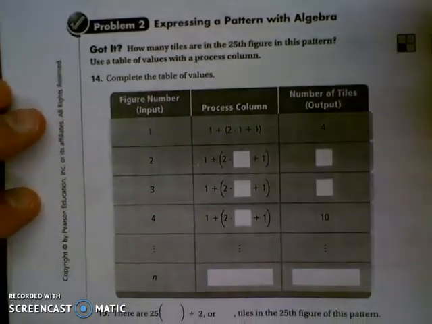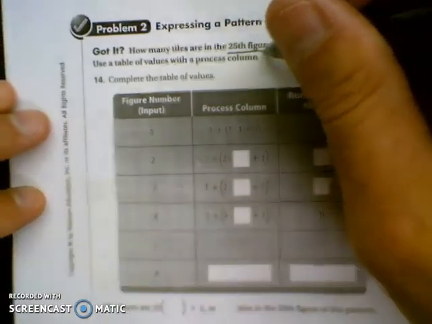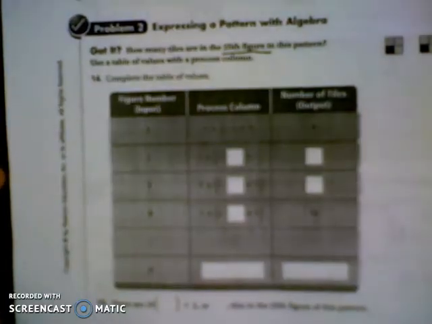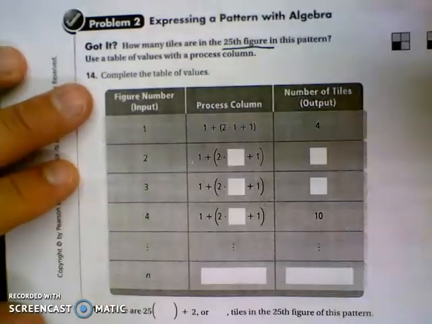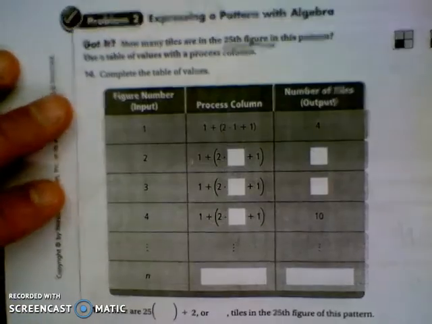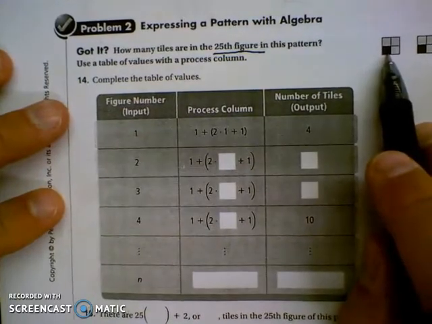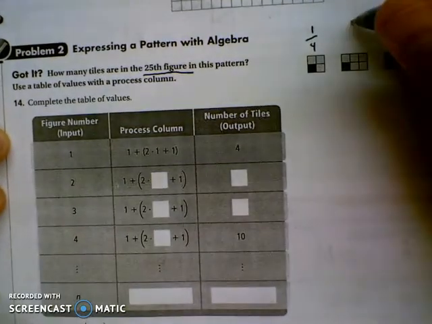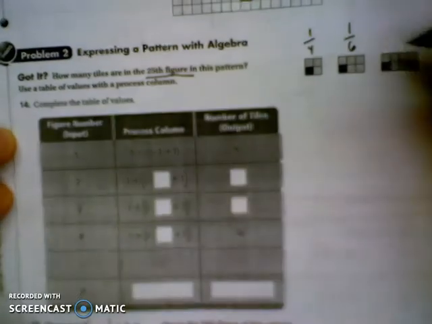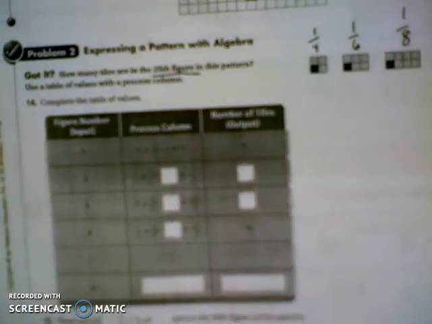And so now we're talking about expressing a pattern with algebra. And this is like if you need to find, and this is a good ACT question, the 25th figure in the pattern. You'll see that in ACT and SAT questions a lot. So what we do here is complete the table of values first. Let's look at this. Here's the pattern. You have 1 with a 4, 1 with a 6, and 1 with an 8.